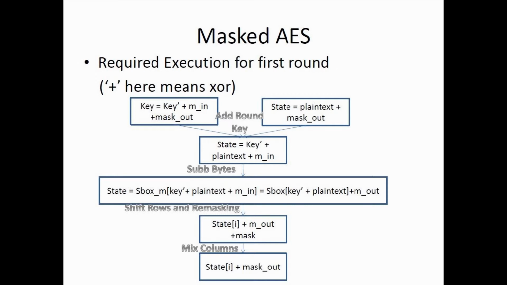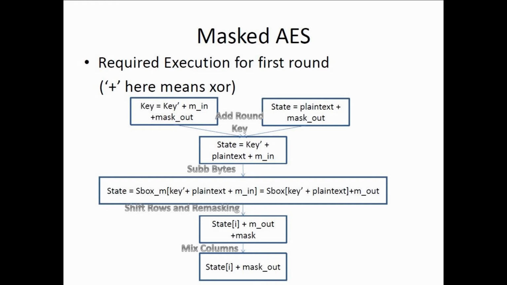Then shift rows: as mout was equally added to every element in the state, there was no change in mask. Then we are doing remasking. Our remasking is to cancel out mout and add in a mask for mix columns. After mix columns, we get mask out. Thus, we could see that everything could be cancelled out at last, but all intermediate values are changed.